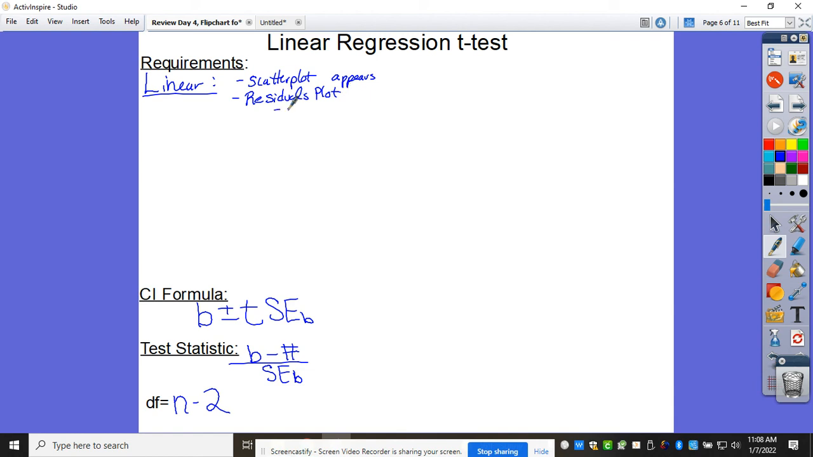What's one of the things? I heard 2 things. No pattern. What else? And it should be relatively small, but I'm okay with small residuals. I am shorthanding this as far as this goes. What should this be? All values are equally scattered above and below 0 for all values of x.